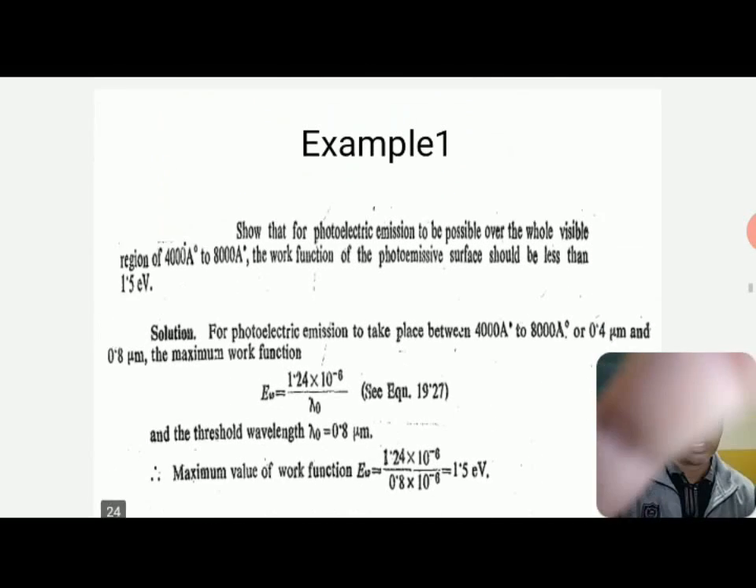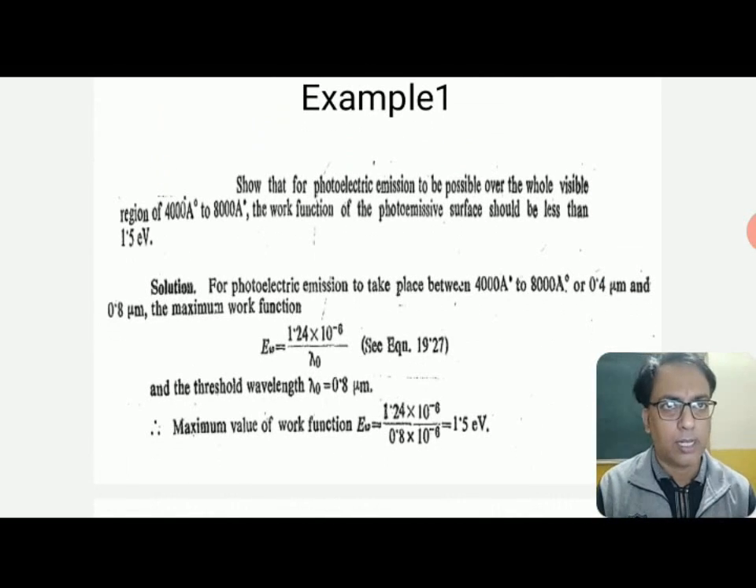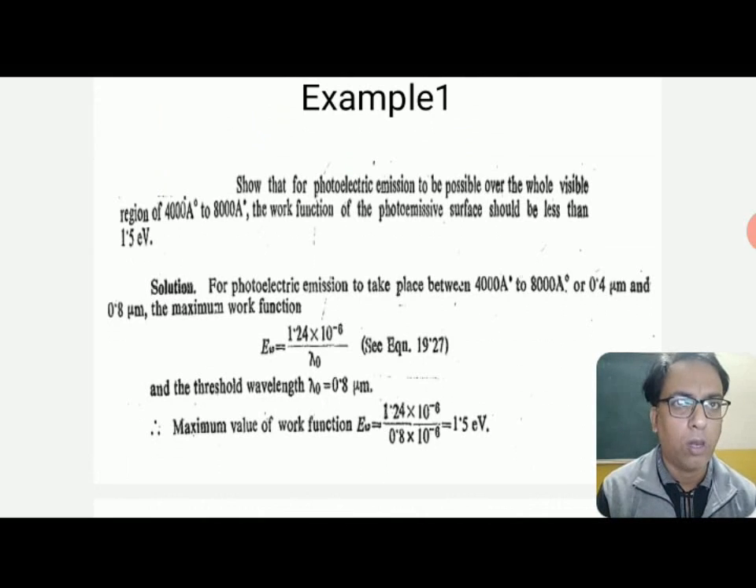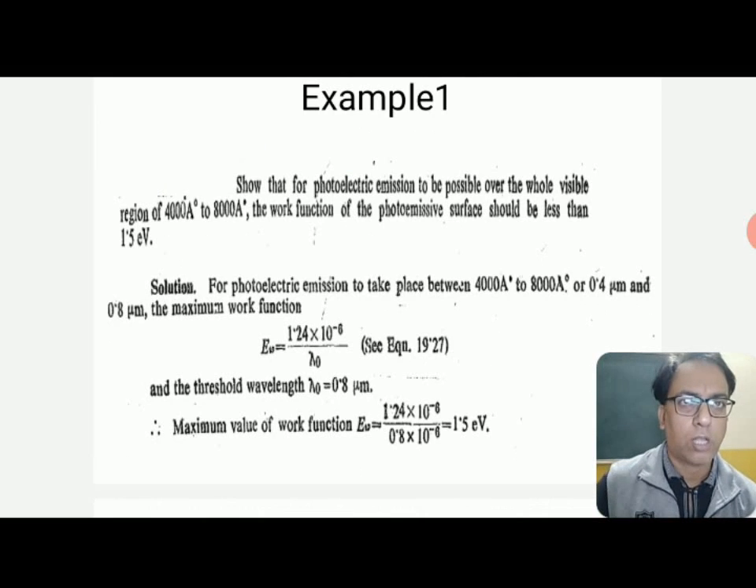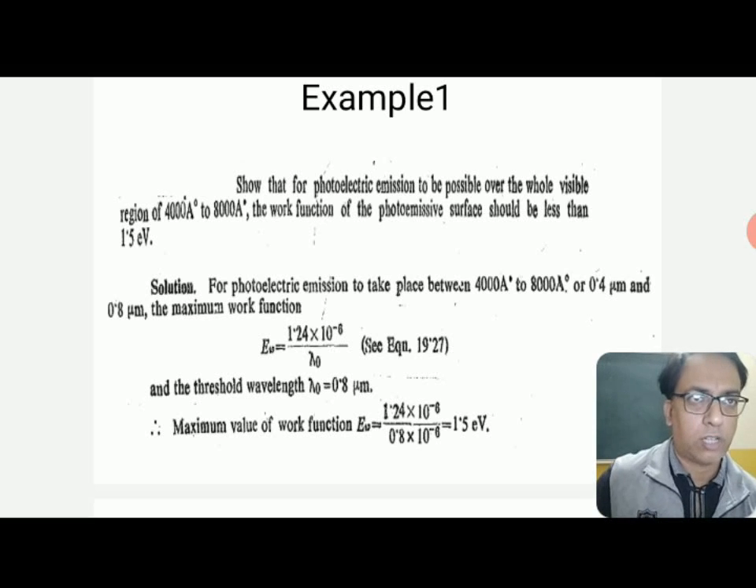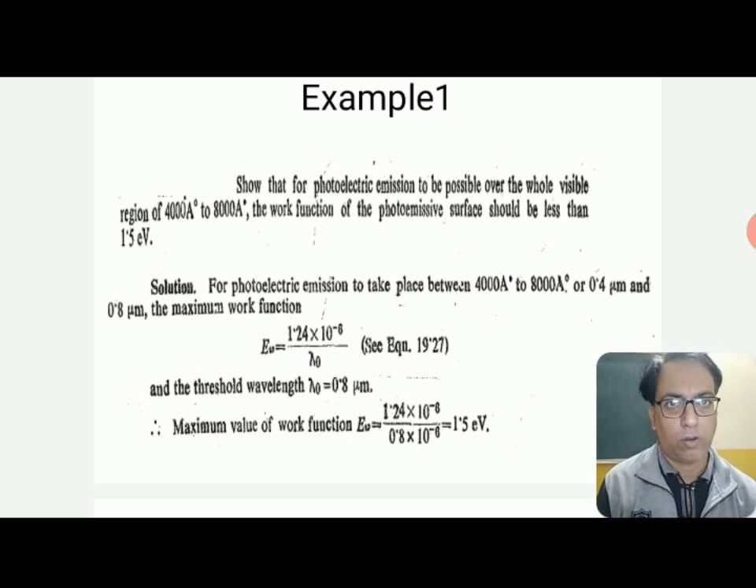Now let us see some examples. Show that photoelectric emission is positive over the whole visible region of 4000 angstrom to 8000 angstrom. The work function of the photoemissive surface should be less than 1.5 electron volt. It's very simple what he's asking. The question is asking that for this particular range, the minimum work function required is 1.5 electron volt. You have to prove that.